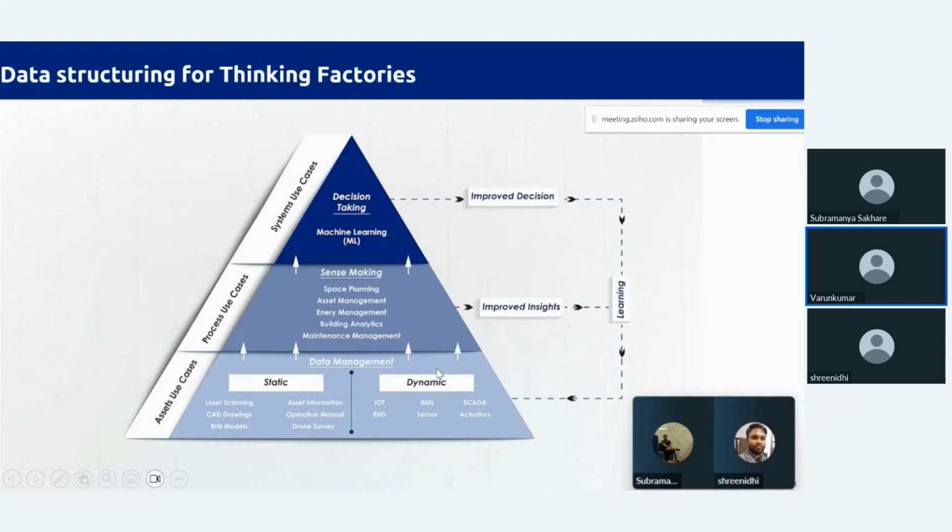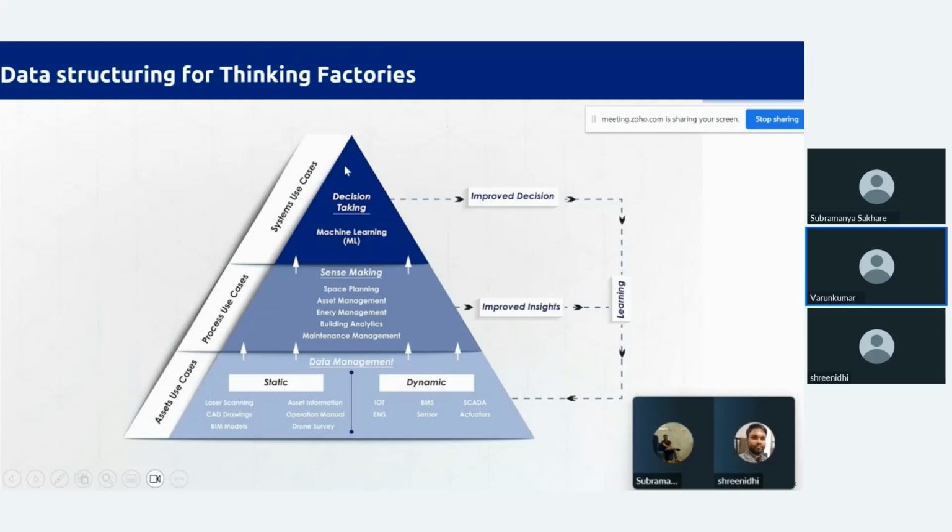And then it goes to the next layer as a sense making platform, where we can actually use it for line planning, asset management, energy management, building analytics, and maintenance management. So these are the sense making platforms. And then based on these sense making platforms and day to day inputs, there can be a decision taking layer, which is machine learning.